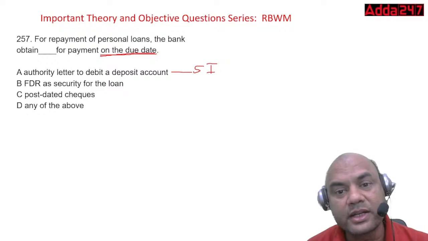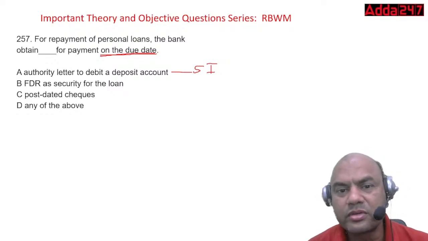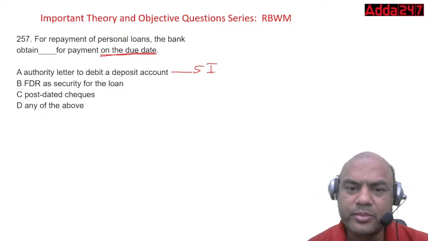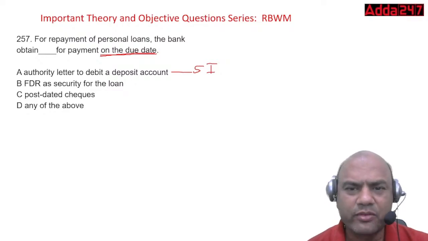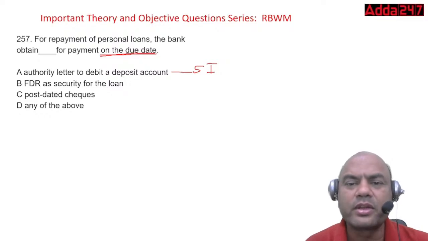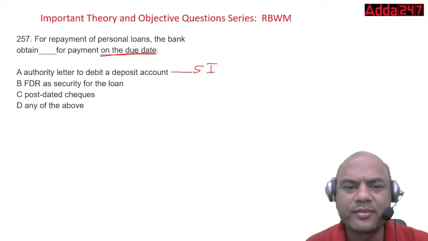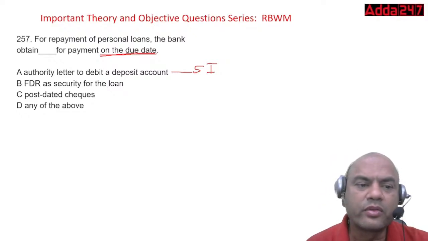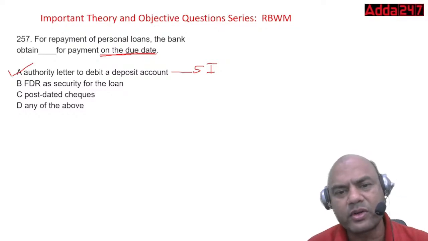Earlier we used to take 36 PDCs, then change those PDCs, all these things used to happen. Now, not even one PDC is enough, and that is also not needed. But for the Negotiable Instruments Act, we need that one PDC. Otherwise, nothing is needed. So one PDC we take for formality for the Negotiable Instruments Act. Otherwise, no PDC is needed. Directly on the SI, everything can be run. So we take this authority letter to debit the deposit account, or we call it SI nowadays.